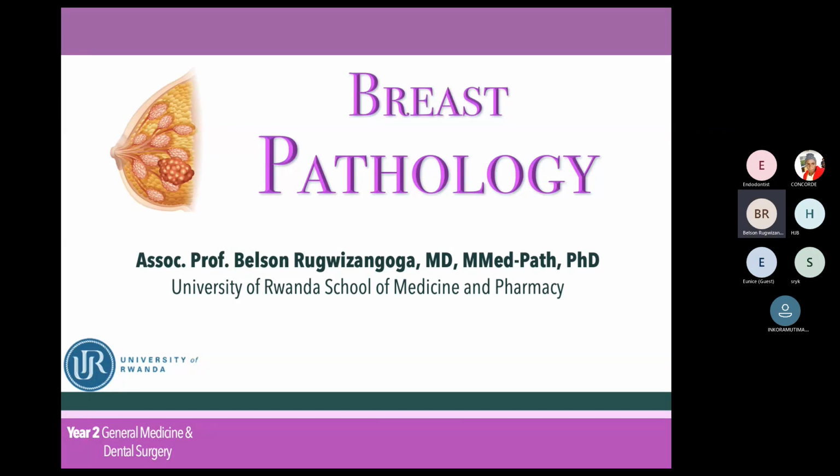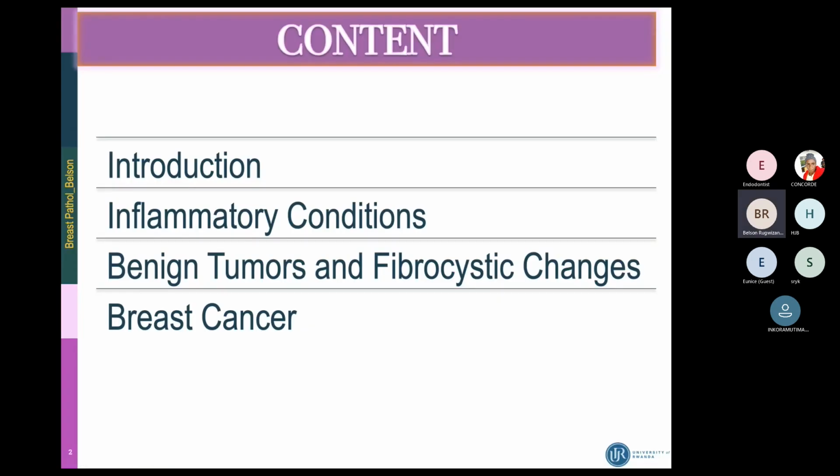So today's lecture starts with breast pathology. I sent the presentation yesterday. It is not a large presentation because it is just one organ. In some books, you'll see that breast diseases are discussed among female genital systems. In other books, it is a separate chapter and so on.